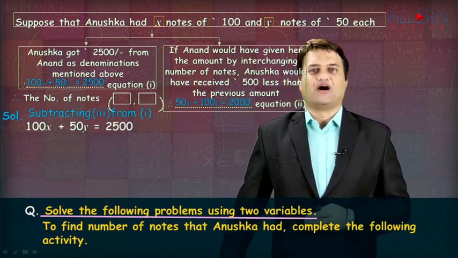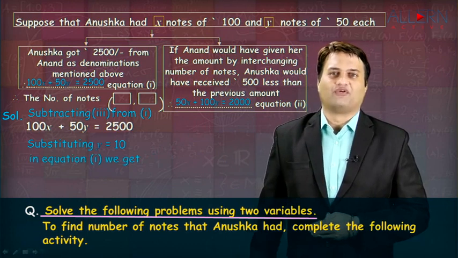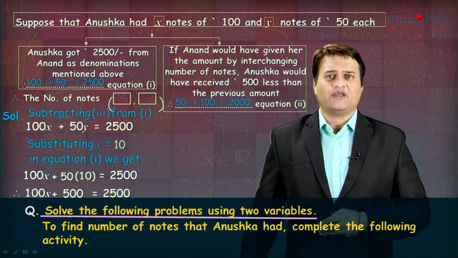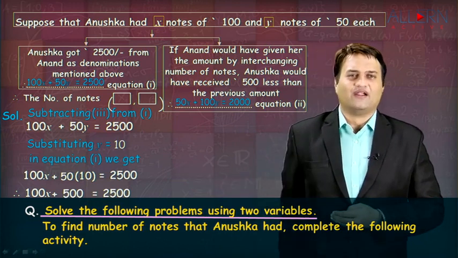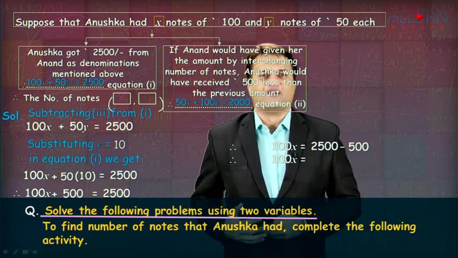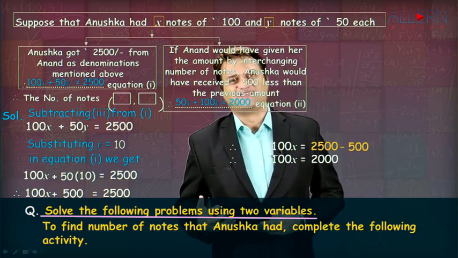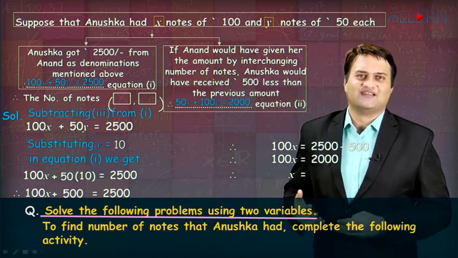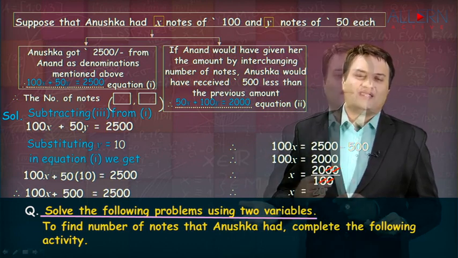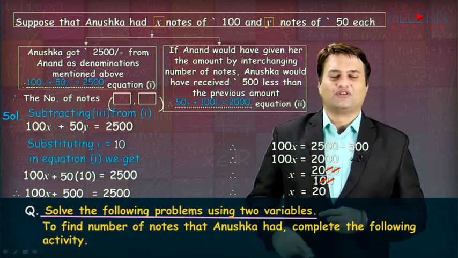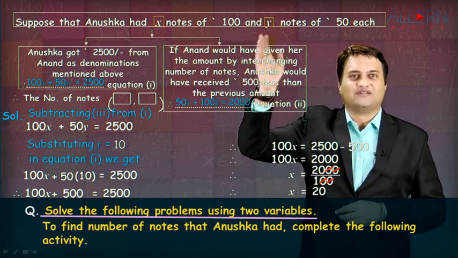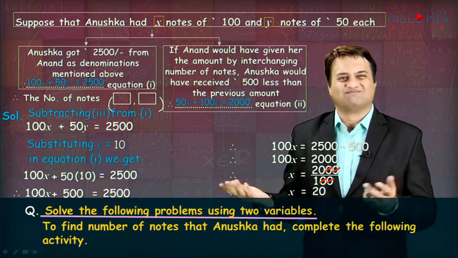Once we get the value of y as 10, you substitute the value of y in the equation. We get 100x plus 50 into 10, that's 500, is equal to 2500. So 100x is equal to 2500 minus 500. 100x is equal to 2000. So x is equal to 2000 upon 100. x is equal to 20. We got the value of x as 20. We got the value of y as 10. So Anushka had 20 notes of 100 rupees and 10 notes of 50 rupees. As simple as that.